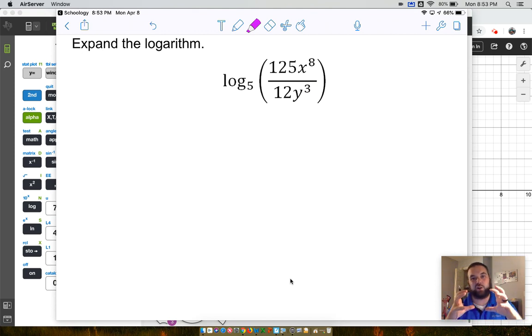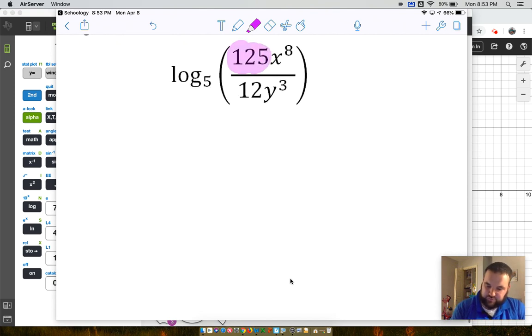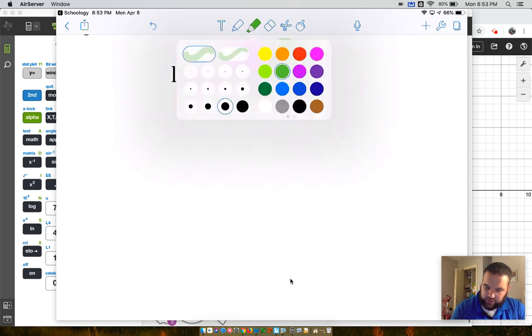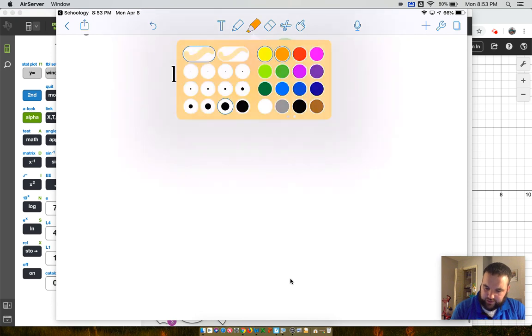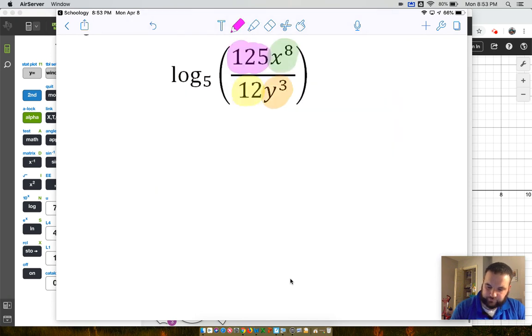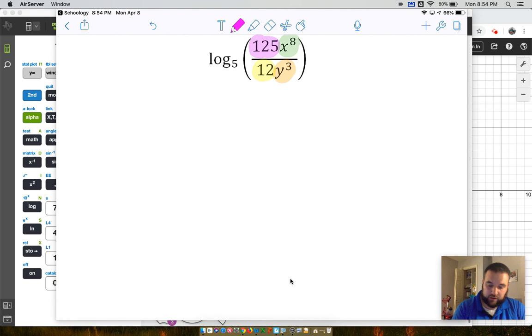So we're going to take a single log with a lot of stuff in it and break it up into multiple things. In this case, I see there's precisely 4 items going on in here. I've got a 125, I've got x to the 8th, I've got 12, and I've got y to the 3rd, which means I'm going to have 4 logs here.